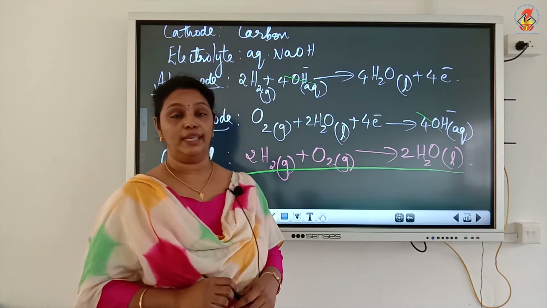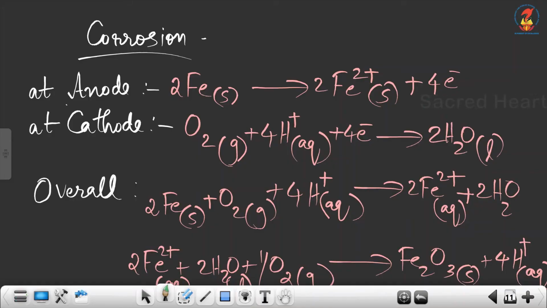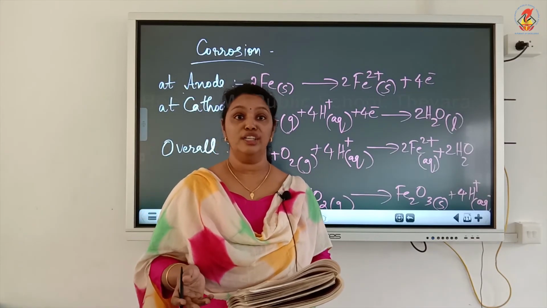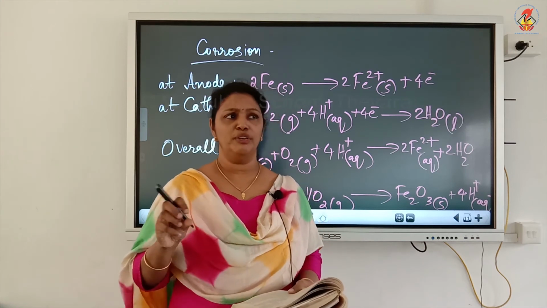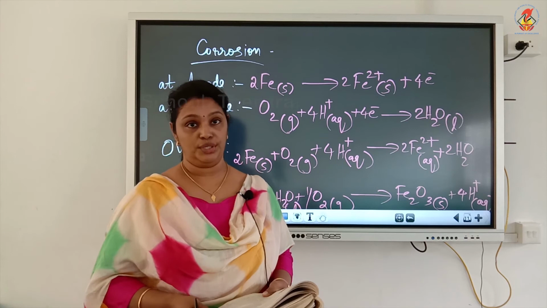Now the last topic is corrosion. What do you mean by corrosion? Corrosion slowly coats the surface of metallic objects with oxides or other salts of the metal. Rusting of iron, tarnishing of silver, or formation of green coating on copper, bronze are examples for corrosion.